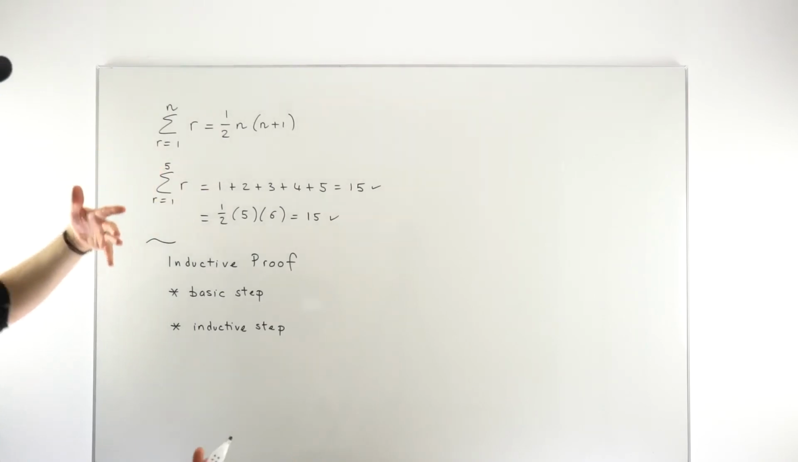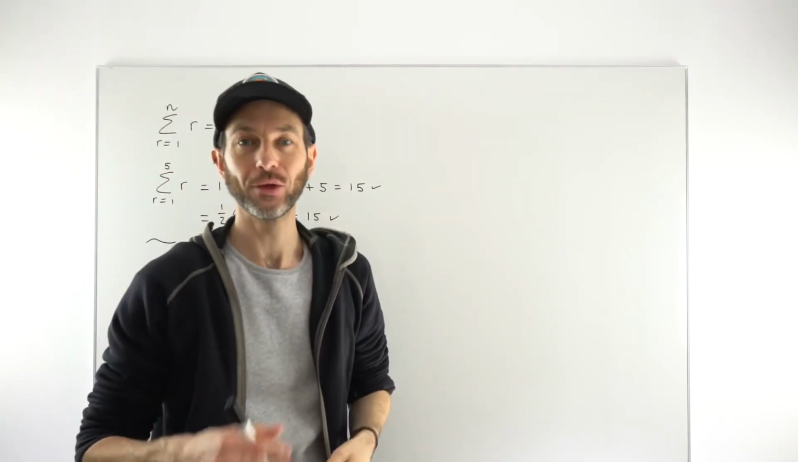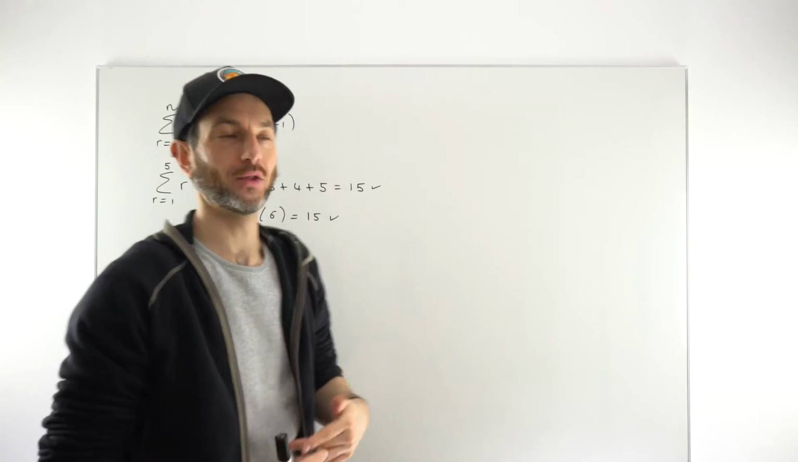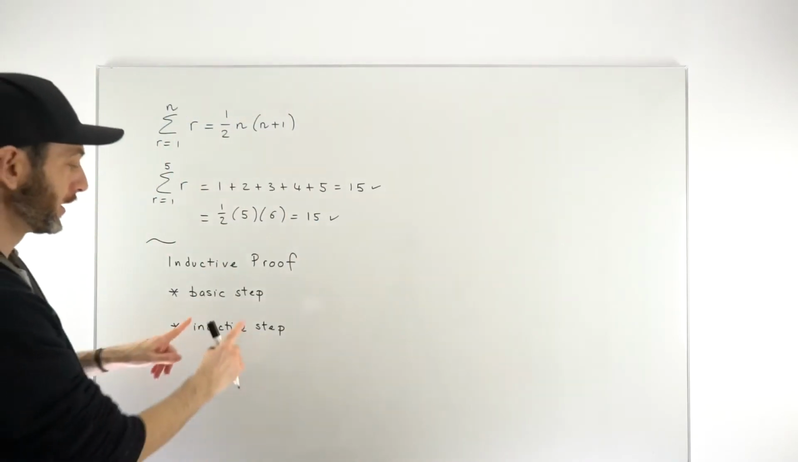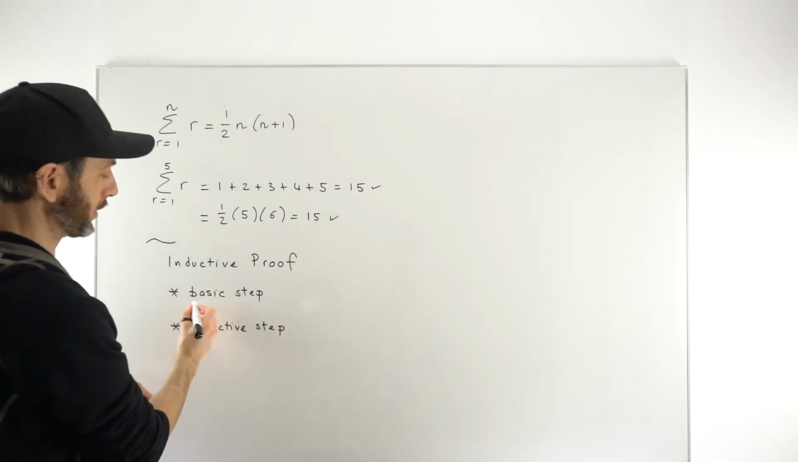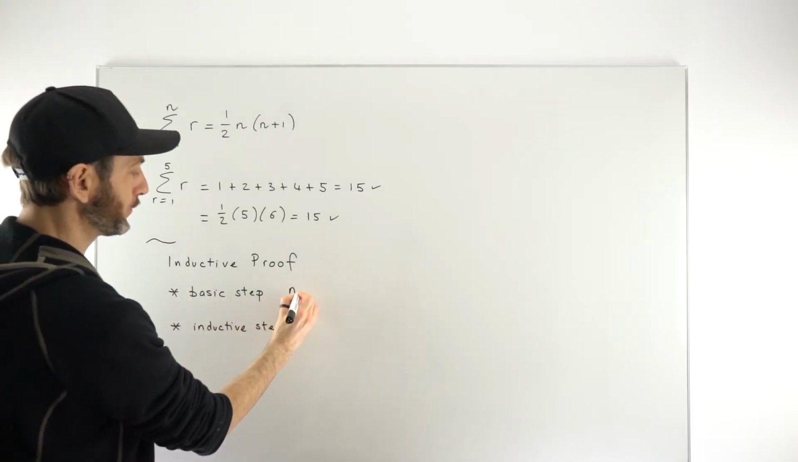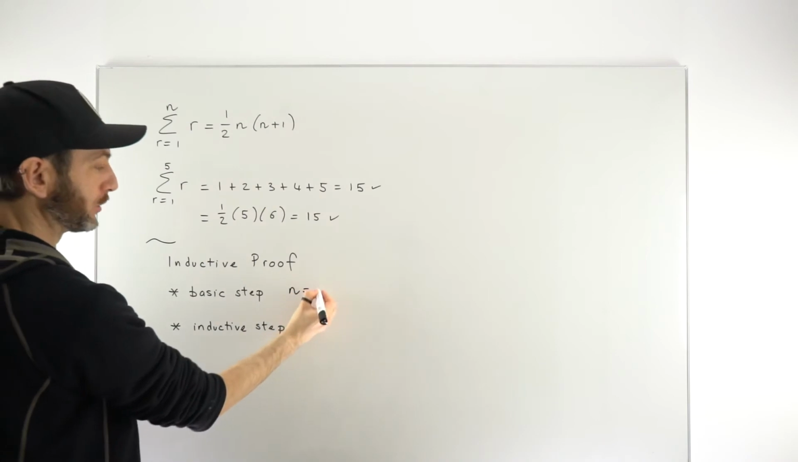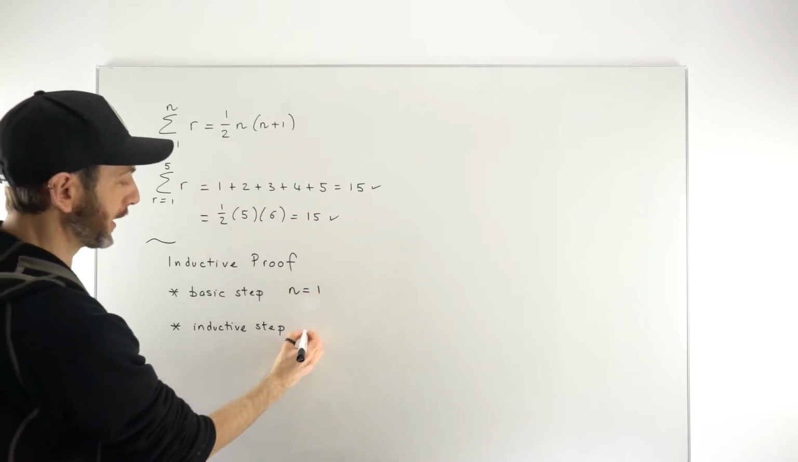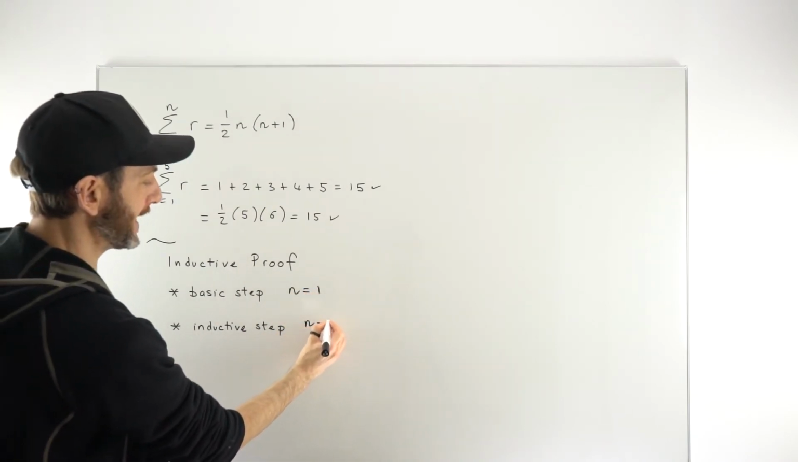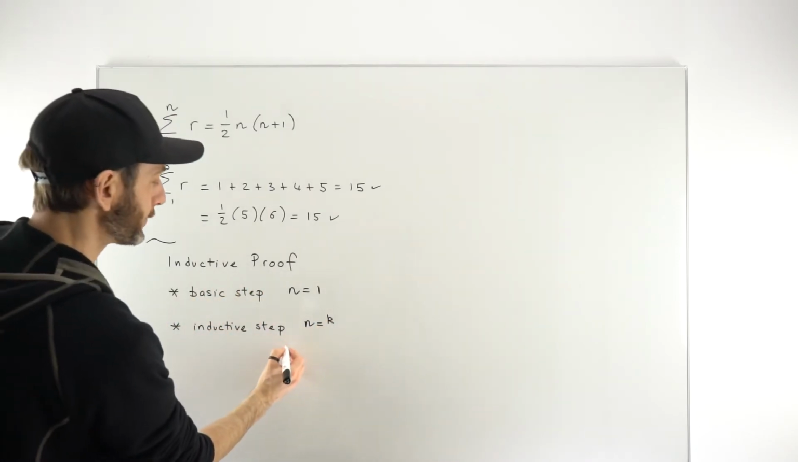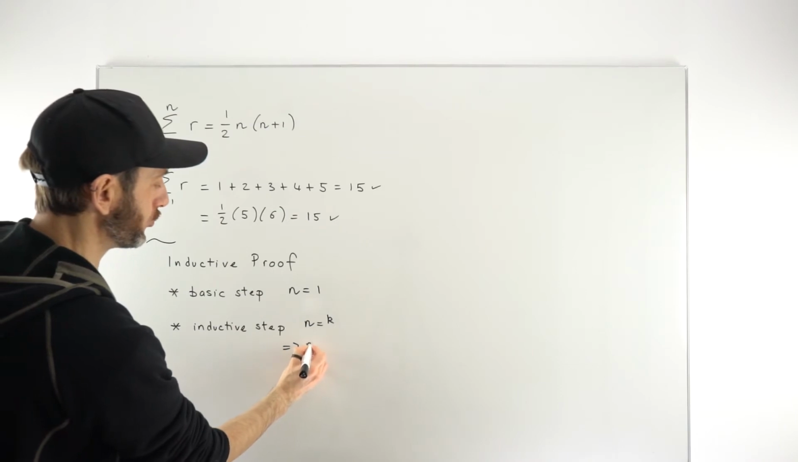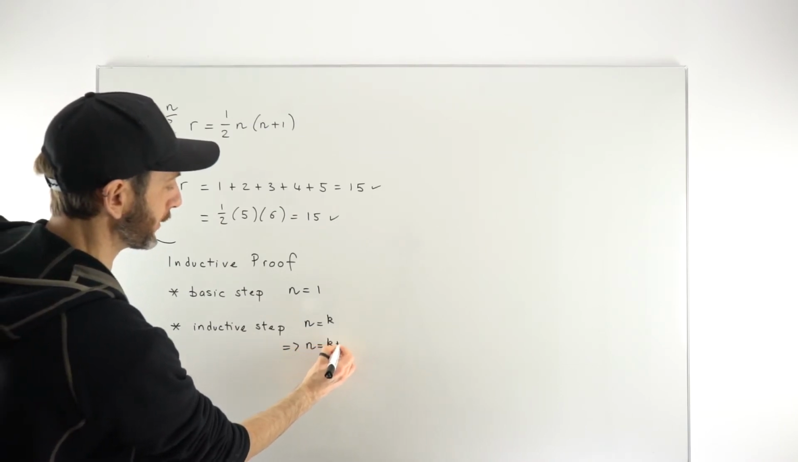Or in general, that if it's true for the kth case, it's true for the k plus 1th case. So if you take any general term, it's going to be true for the next term. So specifically, what we're trying to show in the basic step is that the result is true for n equals 1. And in the inductive step, we're trying to show that if it's true for n equals k, so some n value that we're going to call k, that implies that it's true for n equals k plus 1.